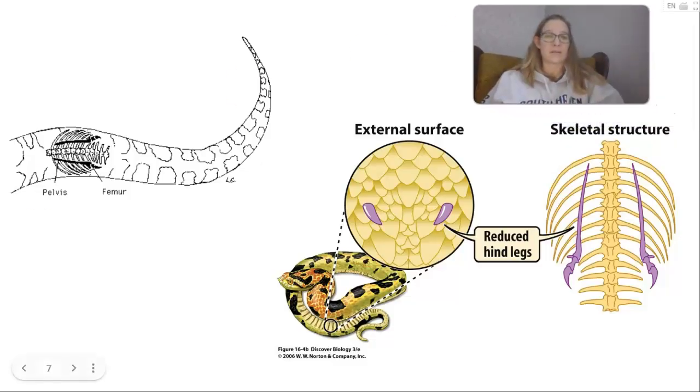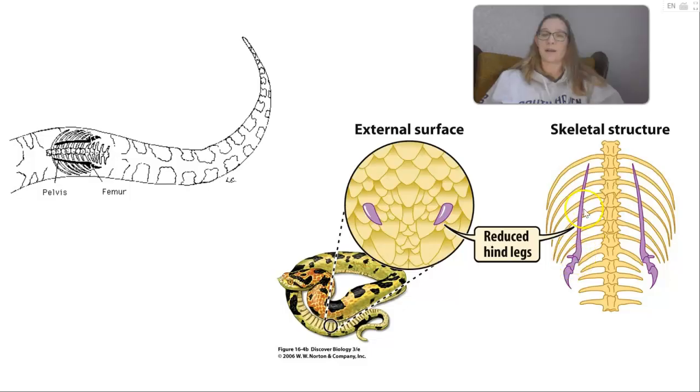In snakes, if you look at the anatomy of a snake, it actually has a pelvis and a femur. How crazy is that? Okay, so these femurs and the pelvis. Snakes don't really have a use for hips, but they still have a pelvis because they evolved from something that did have hips.